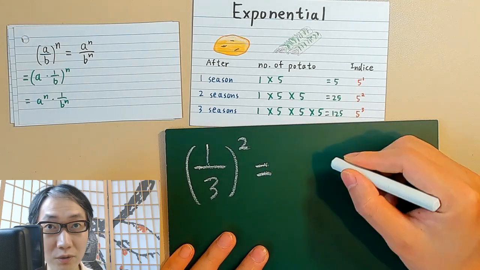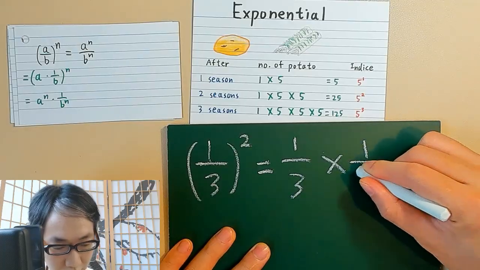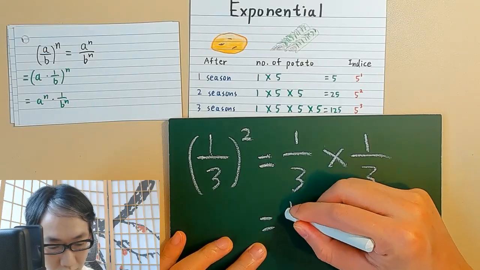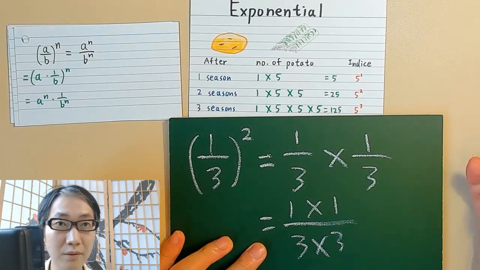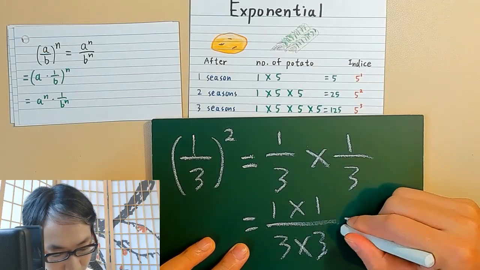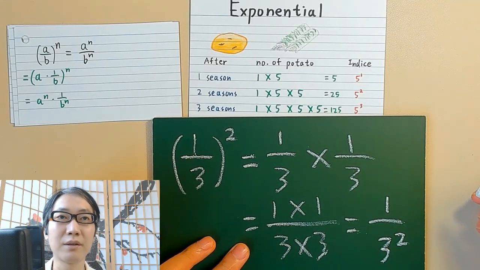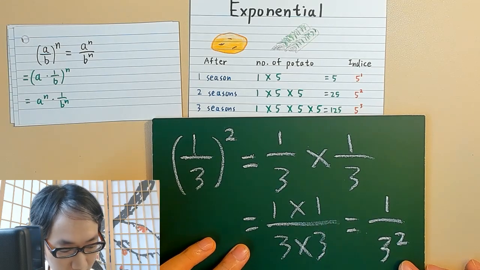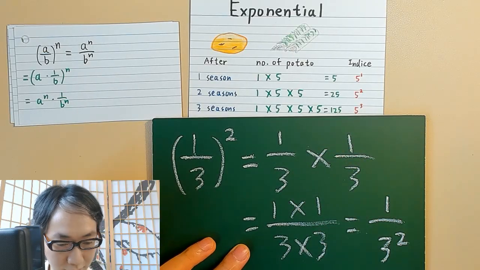So this is equal to 1 over 3 times 1 over 3. And then from fractions, we learned that numerators times numerators, denominators times denominators. So we have 1 over 3 squared. You don't see the square on the 1 here because it's already evaluated.